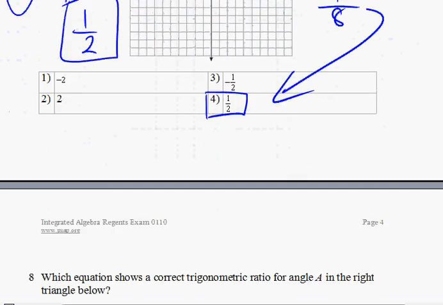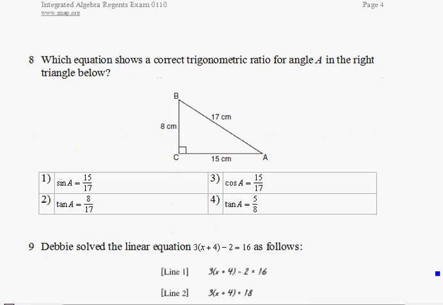Let's go down. Question number 8. Which equation shows the correct trig ratio for angle A, which is over here, in the triangle below? Well, you need to know your SOHCAHTOA.